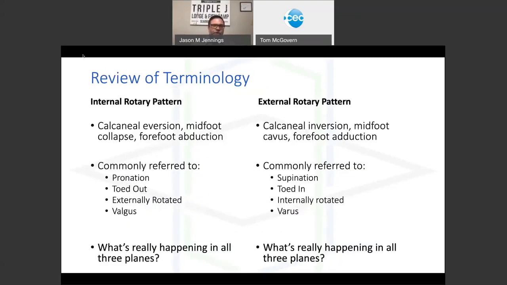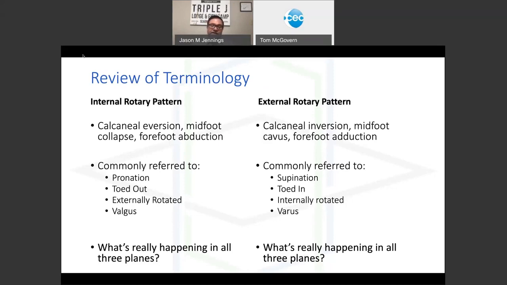When I talk about internal rotary pattern, I'm talking about a pattern when the foot is on the ground and weight is being applied, and the calcaneus goes into inversion, the midfoot collapses, and the forefoot abducts. When I'm out in the community talking to referral sources, therapists and other orthotists, commonly it's referred to as pronation. Some people refer to it as the patient being toed out, externally rotated, or in valgus. External rotary pattern typically describes the calcaneus being in an inverted position with the midfoot high or in a cavus position, and the forefoot in adduction.